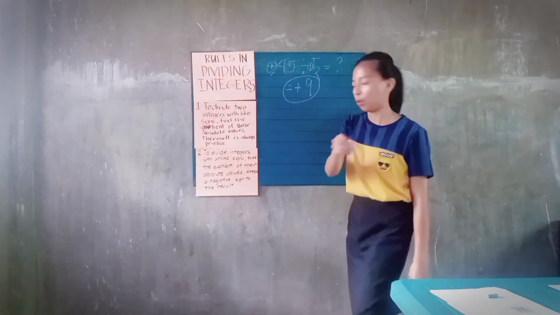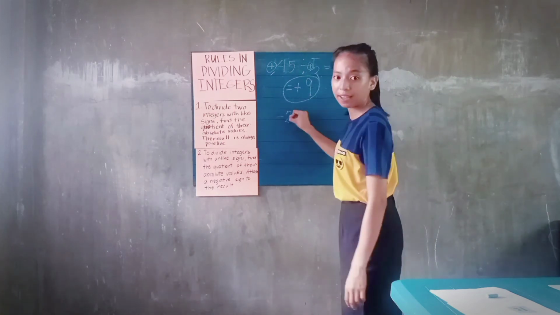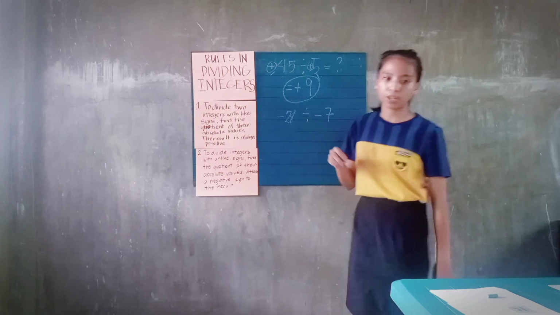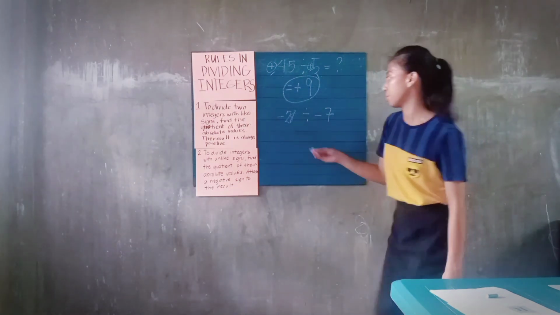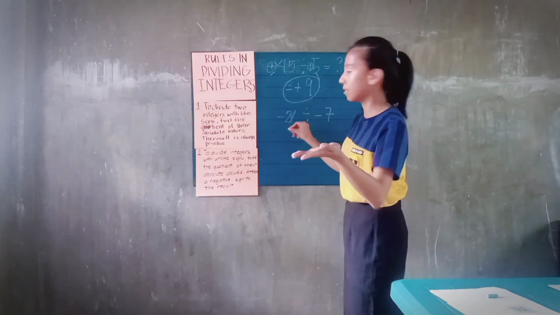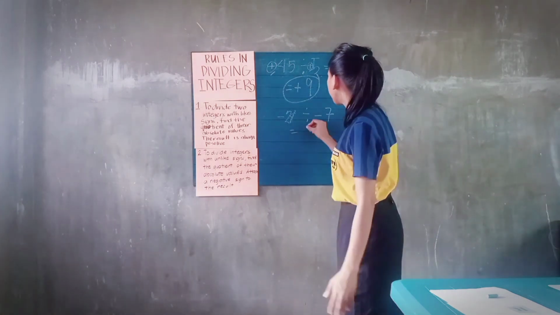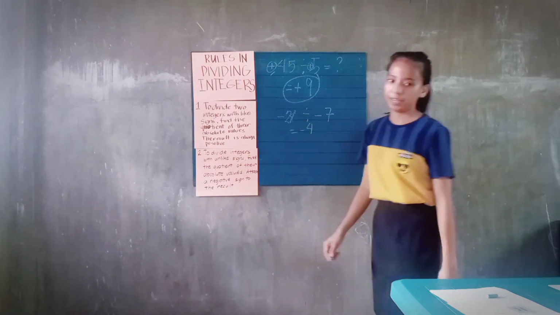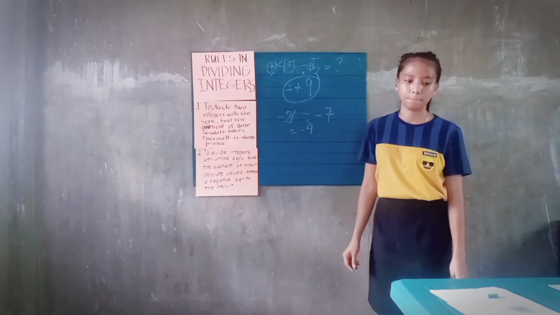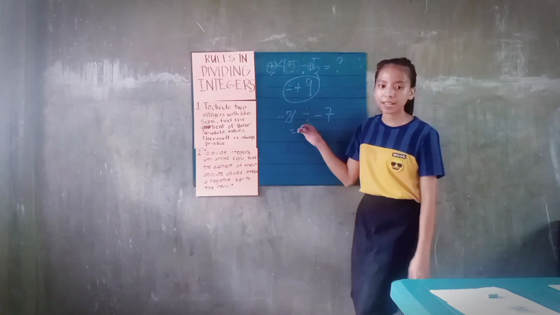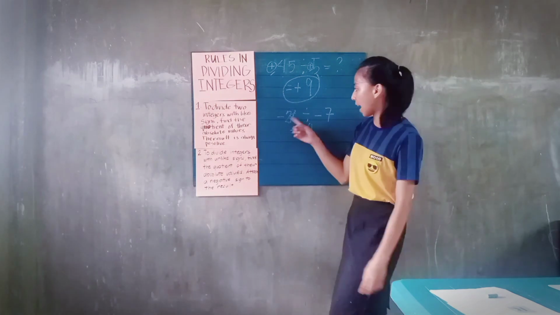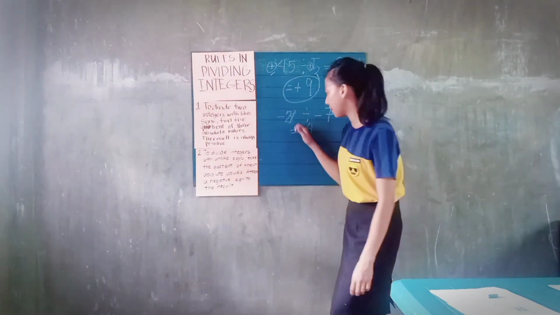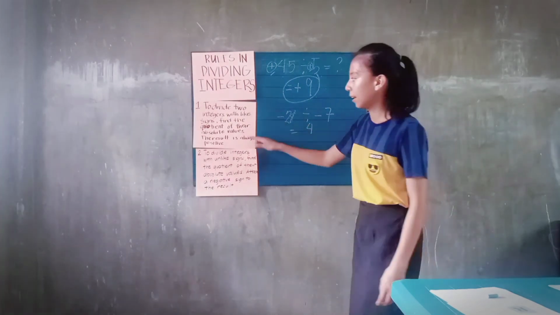Okay, another example. Negative 28 divide negative 7. Okay, what will be the answer? The answer will be, okay, very good. The answer will be positive 4. Okay. As we can see, they have the same sign. At kapag same daw ang sign, magiging positive ang result.